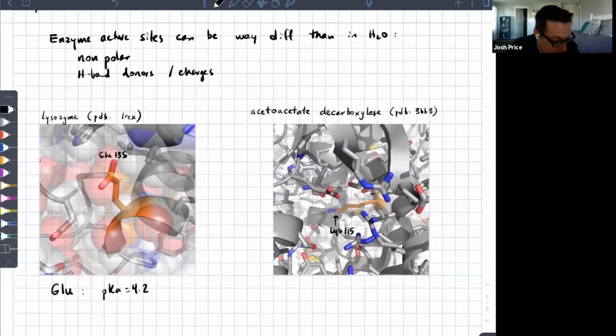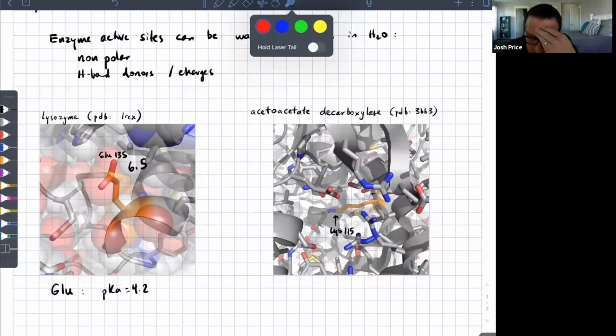Just sick. Anyway, this glutamate inside the enzyme has a pKa of 6.5. What does that mean? That means there's a whole bunch of pH values between 4 and 6 where this glutamic acid is going to have its proton instead of not. And this can be important for catalyzing very different reactions. Perhaps you need this glutamate to still be an acid in the reaction mechanism. So this is a case where the enzyme active site makes a group less acidic.